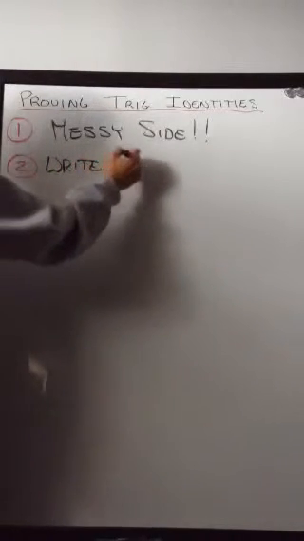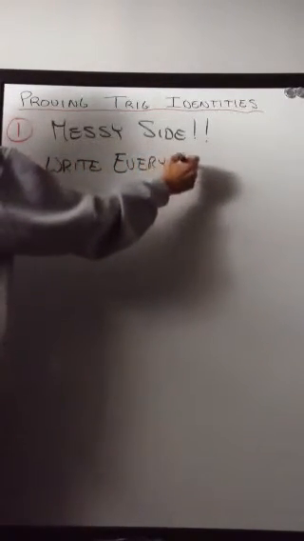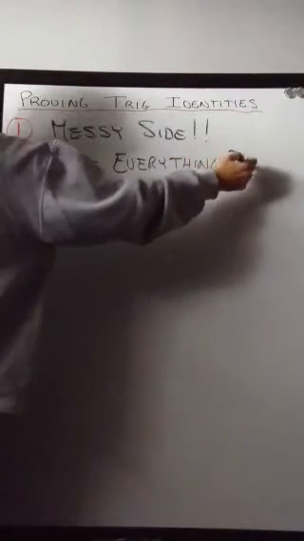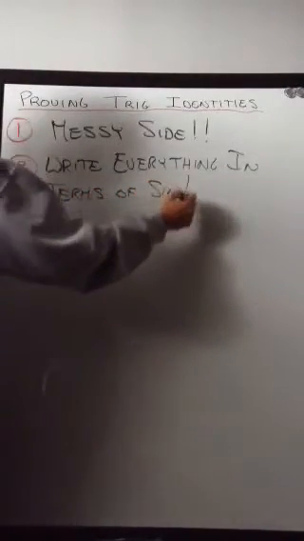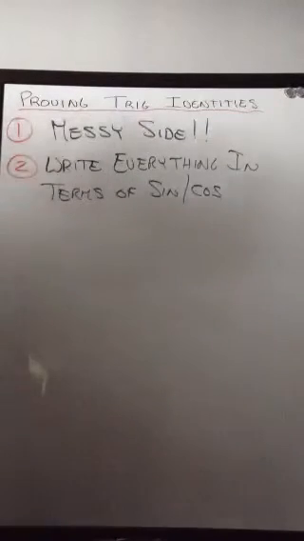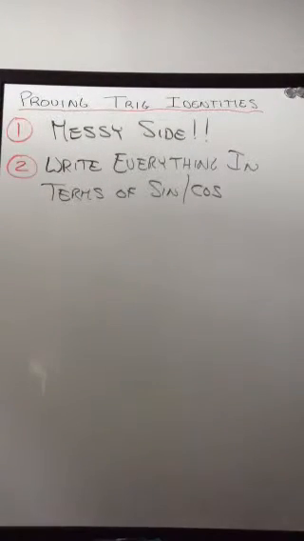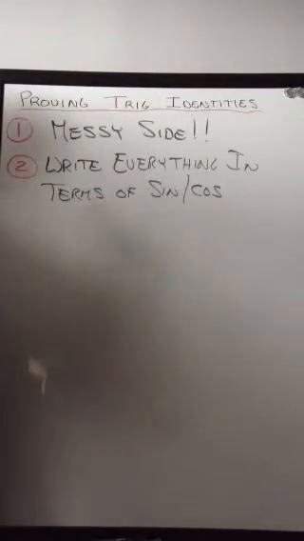Okay, a second rule. Anything that's not written in terms of sine and cos, you want to change into that. So we want to write everything in terms of sine and cos. If we get secant, cosecant, tangent, or cotangent, we will want to get rid of those at some point and replace them with sine and cos.